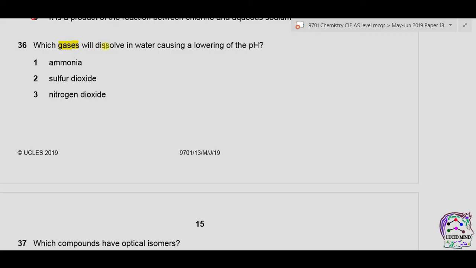Question 36. Which gases will dissolve in water causing a lowering of the pH? Such gases should be acidic gases. First one is ammonia. Ammonia is basic in nature as it dissolves in water to form ammonium hydroxide, which increases the pH. So 1 is incorrect. 2 is sulfur dioxide. Sulfur dioxide is an acidic gas as it dissolves in water to form H2SO3. So 2 is correct. 3 is nitrogen dioxide. Again, this is also an acidic gas as it is a non-metal oxide and it dissolves in water to form nitric acid. So it will lower the pH. As options 2 and 3 are correct, the answer is therefore C.